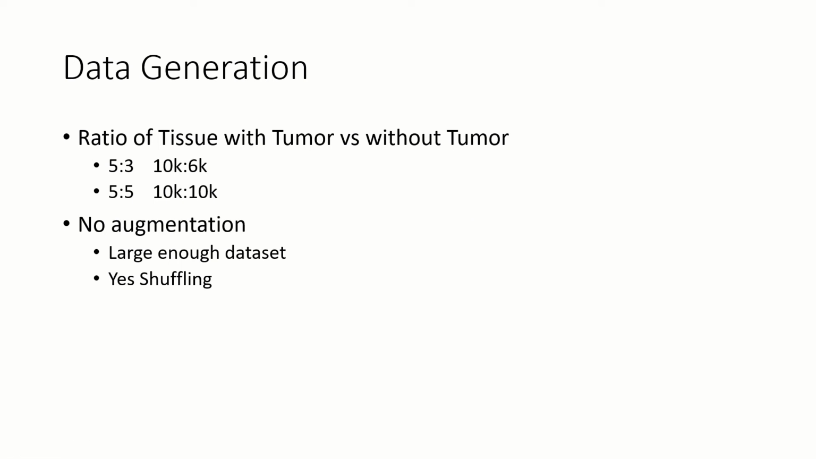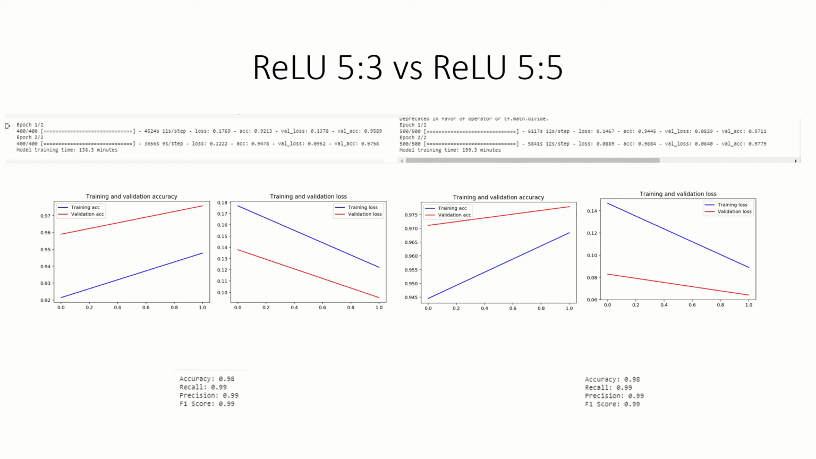Just to go over the data generation again, I test with two different cases. The first case is tumor to non-tumor patches in a ratio of 5 to 3. So I use 10,000 tumor patches and 6,000 non-tumor patches. I didn't do any augmentation except for shuffling because I had enough training data for my Colab to handle. So the first result I'll discuss is the ReLU.